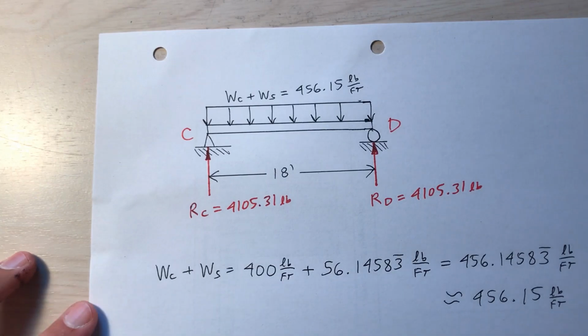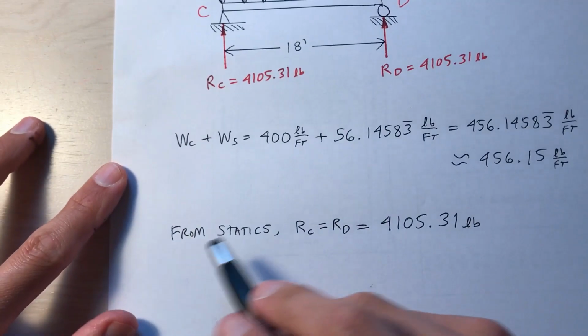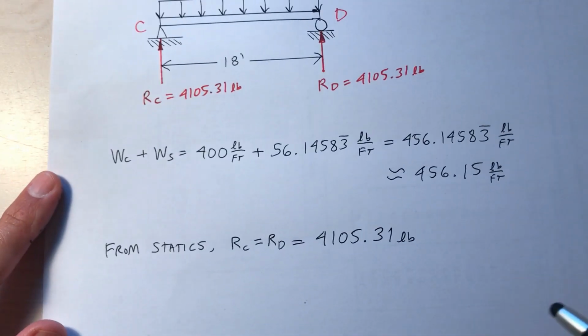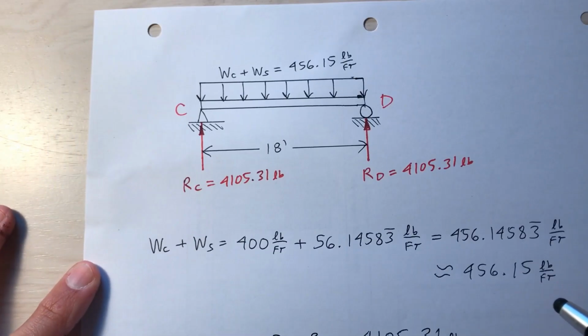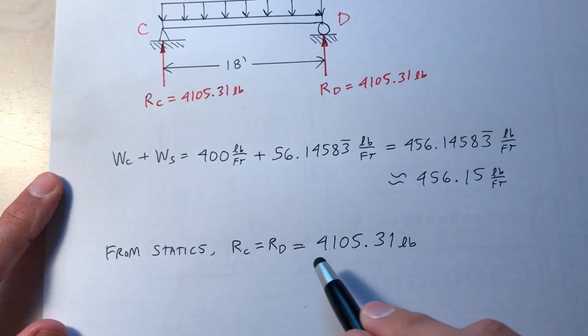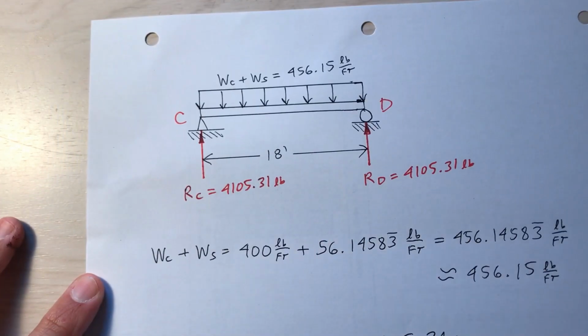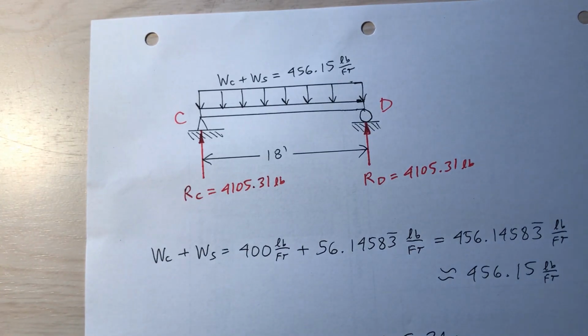The reaction at C and D, so I'm assuming that beam CD is simply supported, pinned at one end and roller at the other end. So I say from statics, the reaction at C is equal to the reaction at D, because this is a uniformly distributed load. It's symmetric, 4,105.31 pounds. So those are the reactions at C and D. So that's it for my analysis of beam CD.